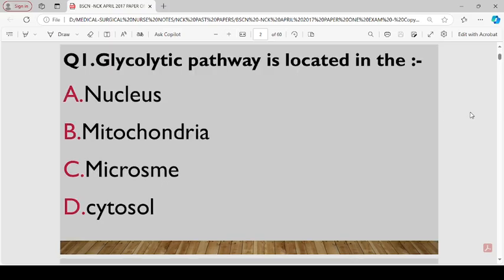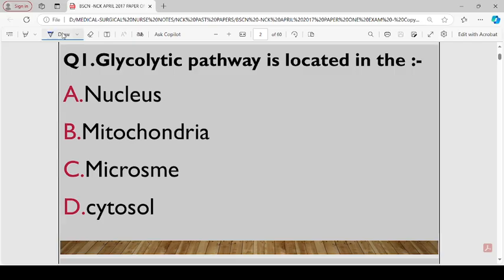1. Glycolytic pathway is located in the... Alright guys, this question was coming from cell biology and I hope you have done most of them. Remember, glycolytic pathway is a process whereby glucose is broken down to produce energy in the form of ATP. So if you're looking at these options, the best result will be the cytosol, the cell cytoplasm. That's where those processes are going to be taking place.